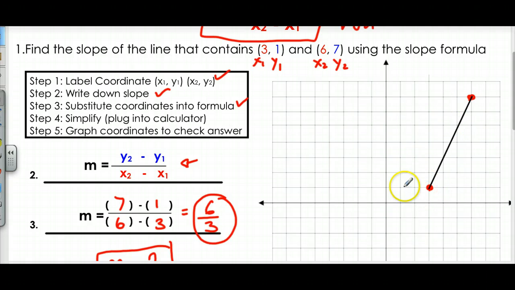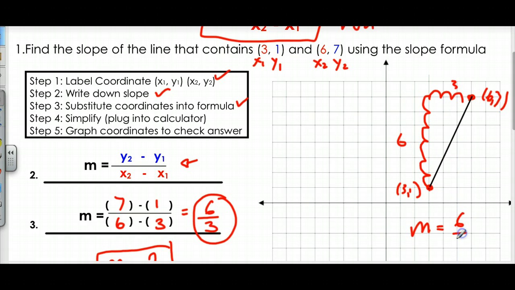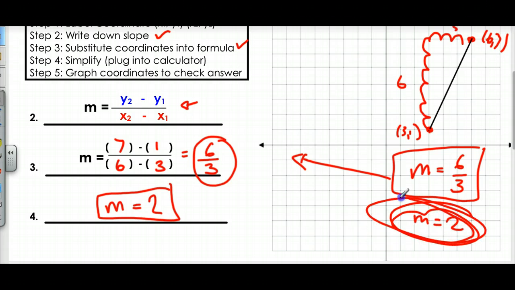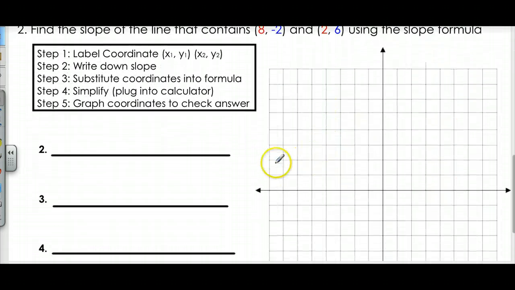And let's find the slope of this. We can just do it visually now. So this is our first point, (3, 1). This is (6, 7). And let's go. The rise is 1, 2, 3, 4, 5, 6, and our run is 1, 2, 3. So our m is 6 over 3. Sweet. So that did work, because look, that's the same, and we reduce now, so m equals 2. Done.